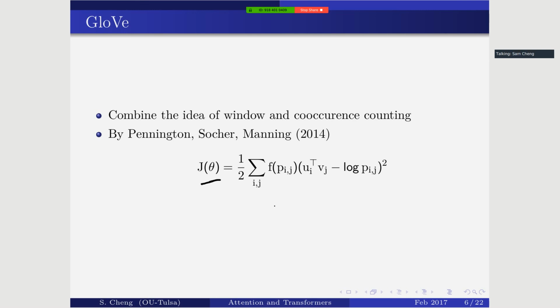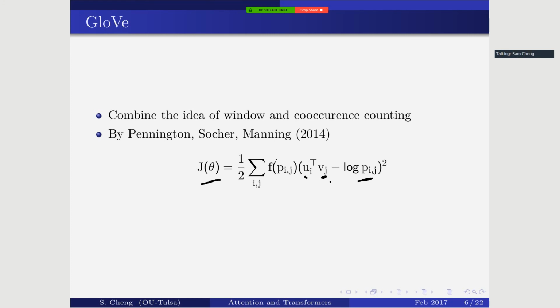So again, they have this P_ij, the co-occurrence matrix. Basically, they first gather the statistics of the co-occurrence matrix, and then they have this u and v again as the representation there. If you look at this here, it's just trying to train u and v such that it's close to P_ij, right? Or close to log P_ij more precisely.